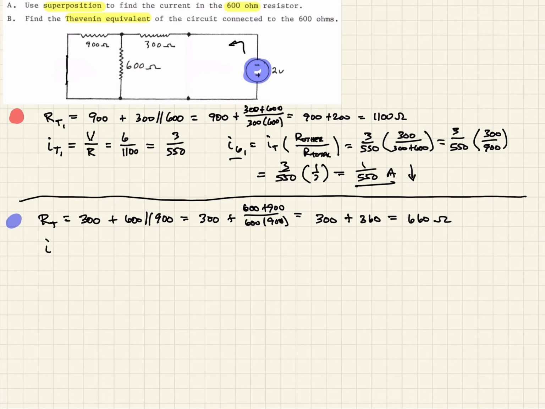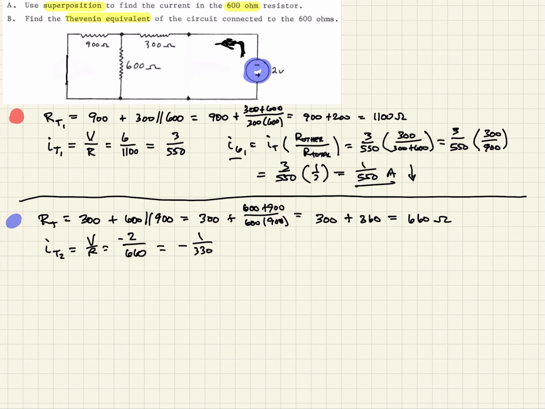So as before, we can do the total from the second source. Again, that's V over R, so this time we'll say minus 2 over 660. That'll be a minus 1 over 330. So that's our total current coming out of the source here. It's coming this way, and it's negative, so it means it actually flows the other direction. But we'll take that into account in a minute.